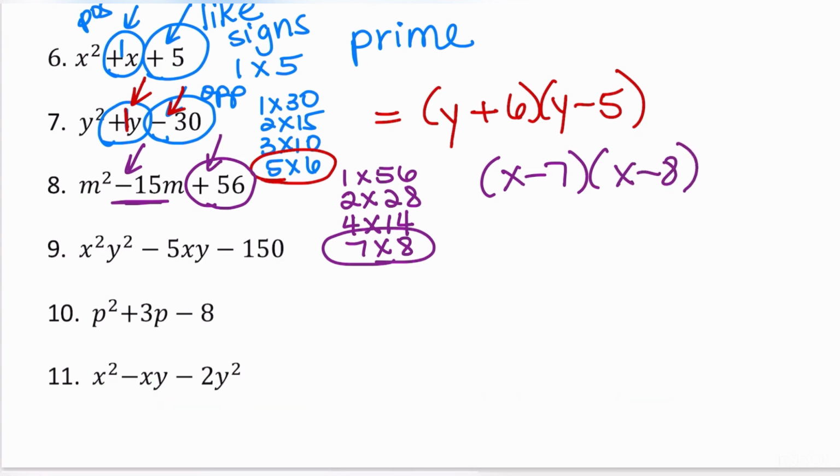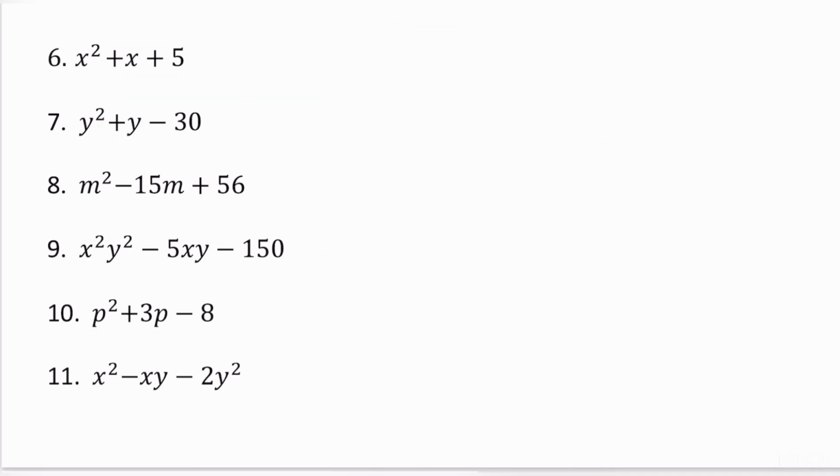I'm going to go ahead and clear the screen just because it's getting a little cluttered, and that way we can go on to do number 9, 10, and 11. For question number 9, it starts to look a little bit more interesting. Notice that I have x squared, y squared, and then I have xy. Don't stress about that. It's going to be fine.